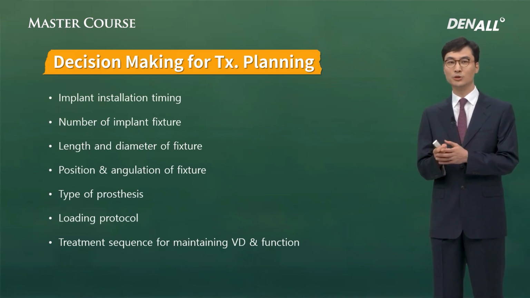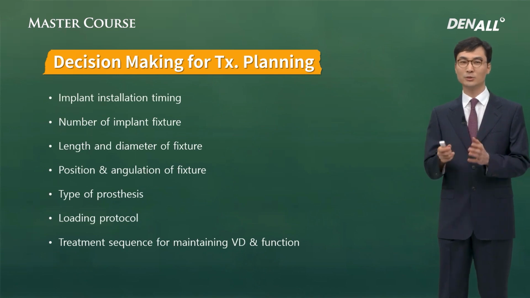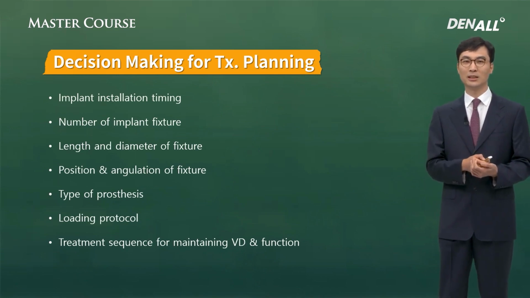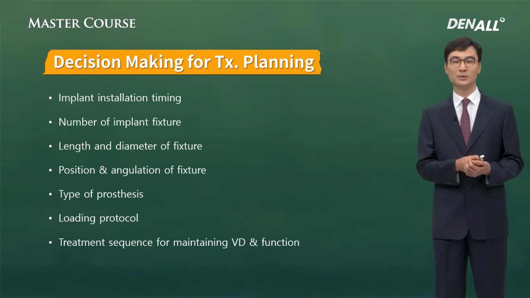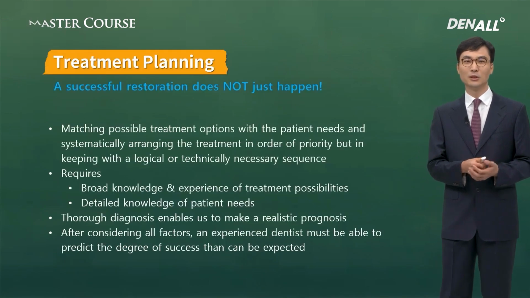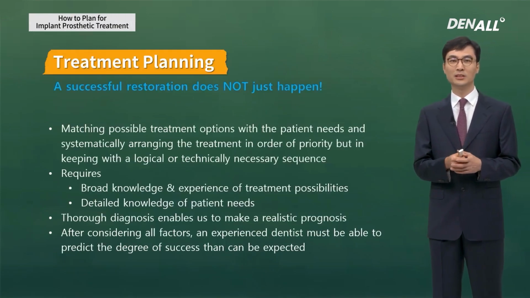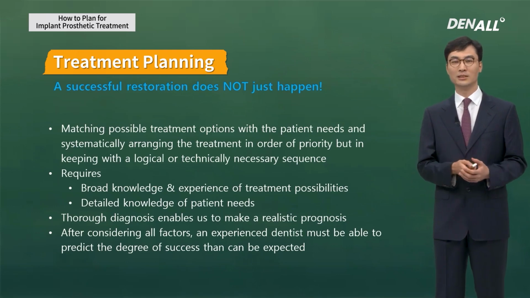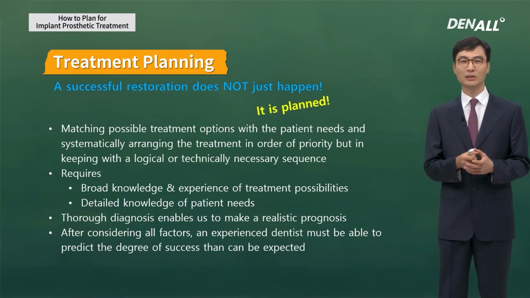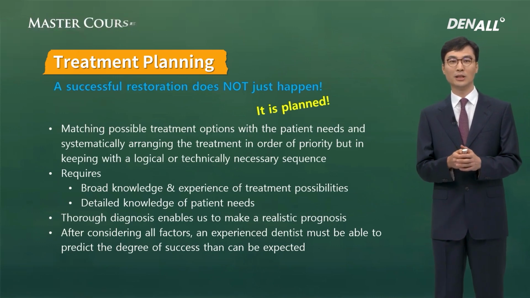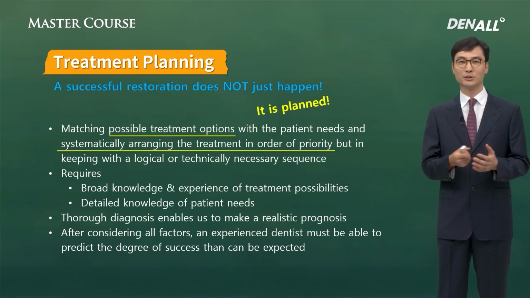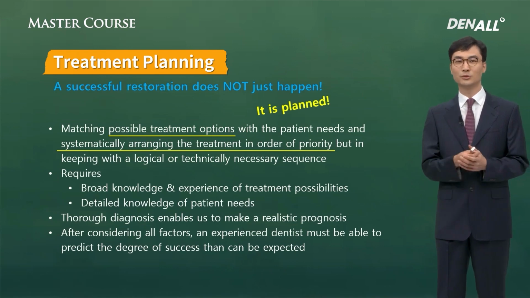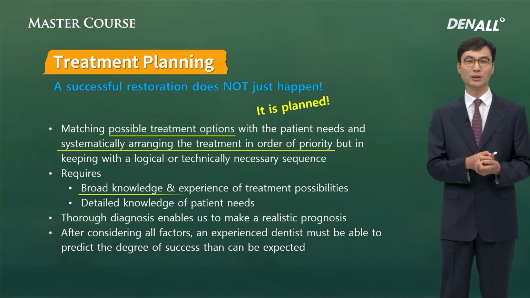You need to make sure function and fluidity of the patient is maintained. If it is complicated, you need to prioritize the different processes. This is a very important decision-making stage. Successful implant prosthesis does not result coincidentally. It needs to be carefully thought out and planned. You need to think of different treatment options that could be applied to a patient. Prioritize what is important, and systemically you need to determine the order.